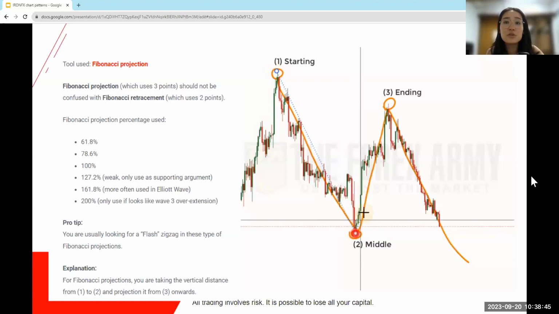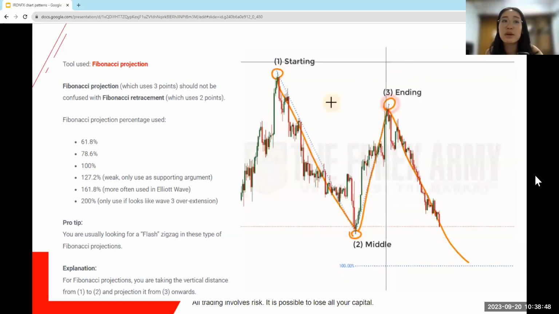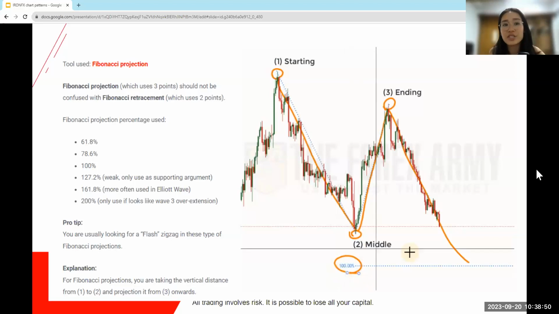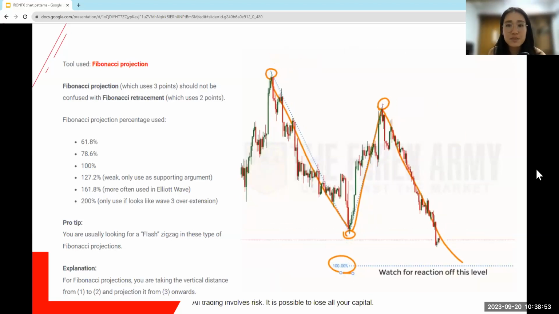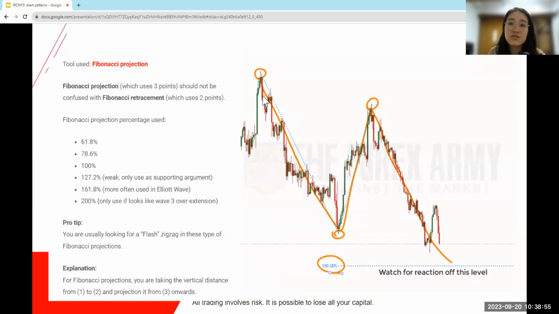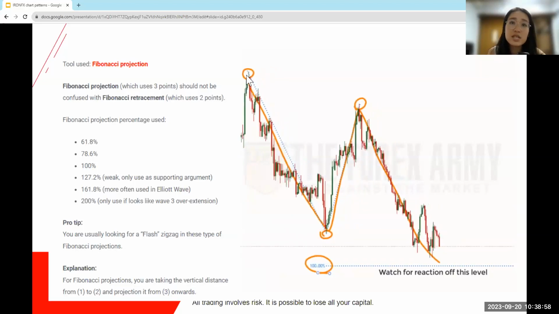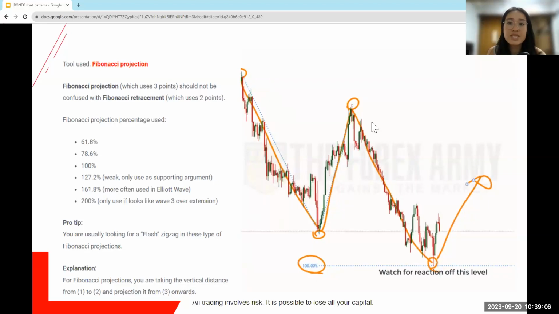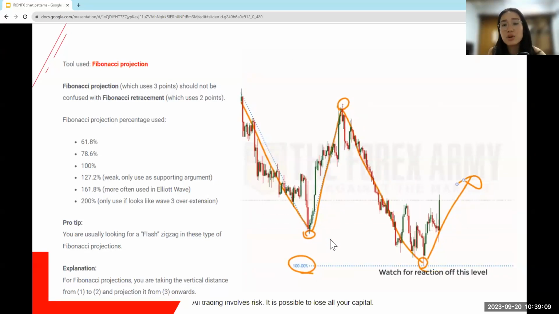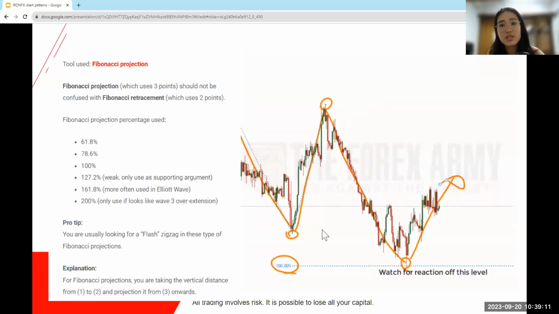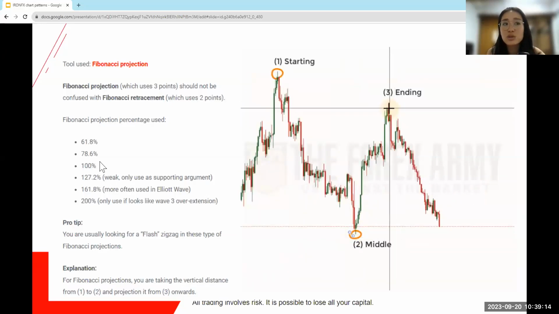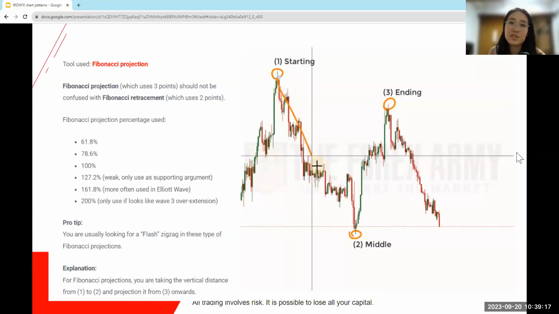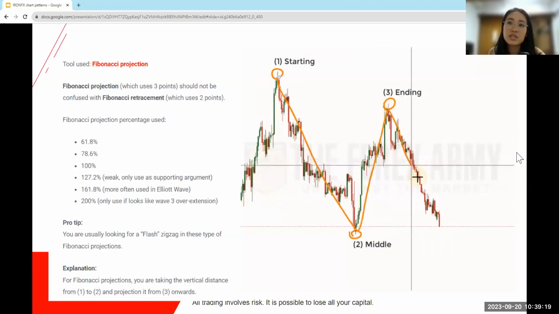Okay, for Fibonacci projection, similarly to Fibonacci expansion, we are also looking for the flash zigzag kind of shape or lightning bolt shape, as you can see from this GIF here. So our starting point here, middle point here, ending point here, we're projecting where price will react off of. And we can see price has already broken out of the 61.8 and 78.6, and that's why we can assume that price will reverse off of the 100%. Okay, let's just watch the GIF.